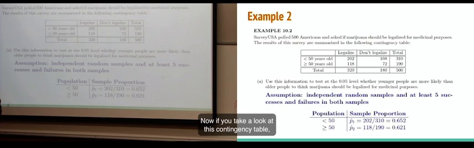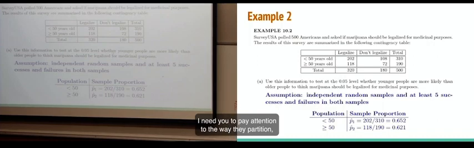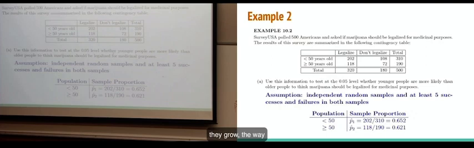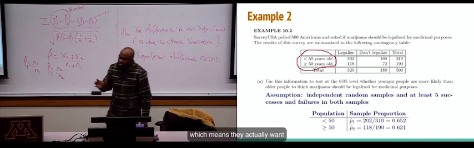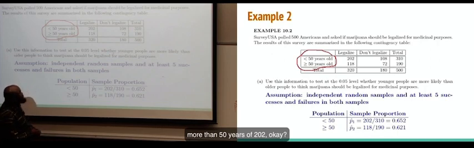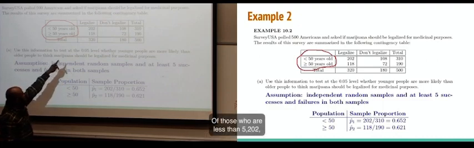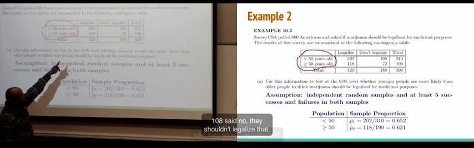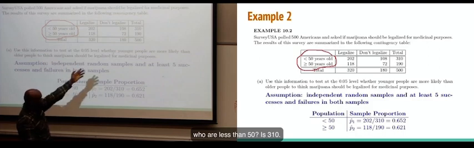Now, if you take a look at this contingency table, I need you to pay attention to the way the whole population is being partitioned. Take a look at this guy. They surveyed those who are less than 50 and those who are more than 50 years. And of course, out of those who are less than 50, 202 said they should legalize that. 108 said no, they shouldn't legalize that. And the totality of those who are less than 50 is 310.